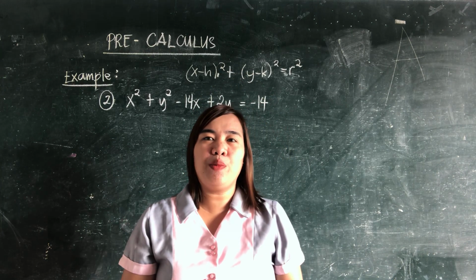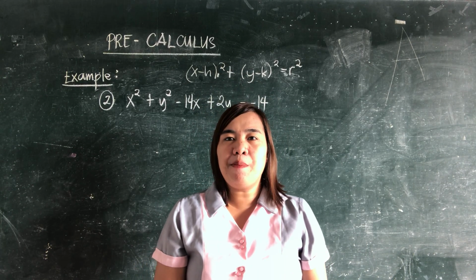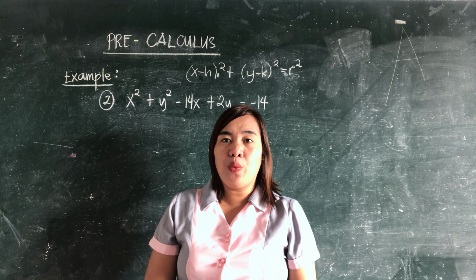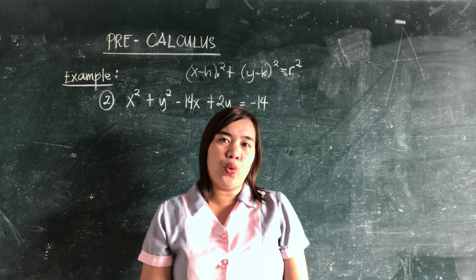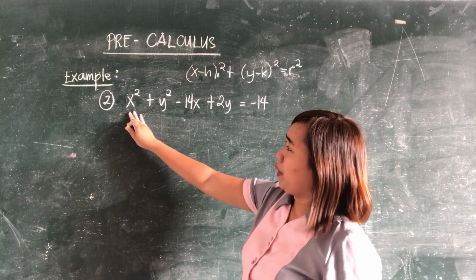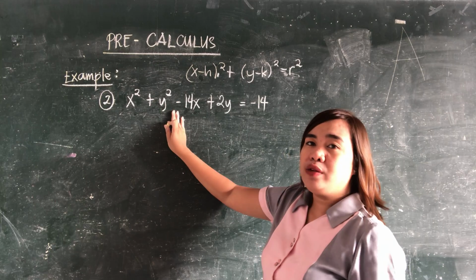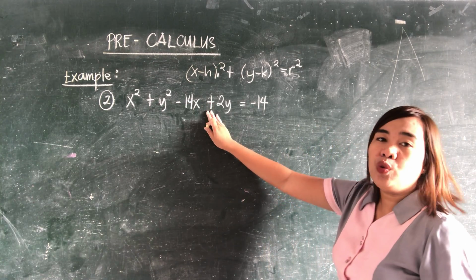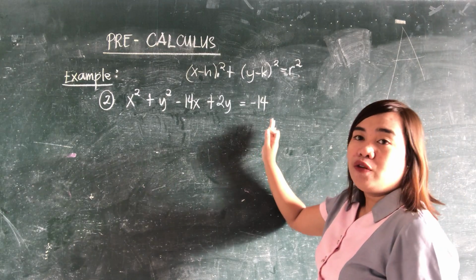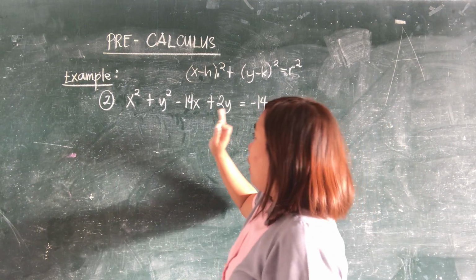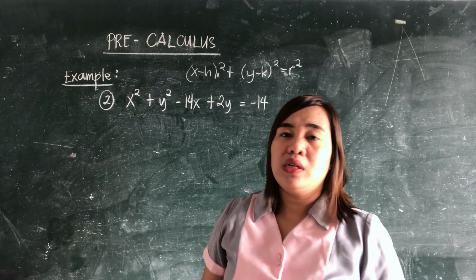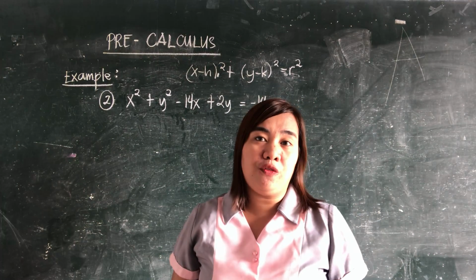Okay, so this time we're going to proceed now on example number 2 of our topic. Example number 2 is x squared plus y squared minus 14x plus 2y equals negative 14. So the first step that we're going to do this time, we need to regroup it first.